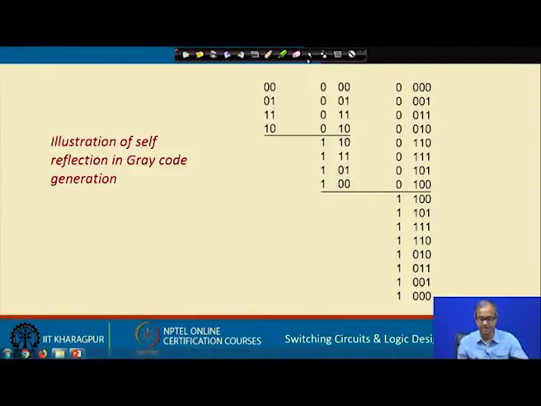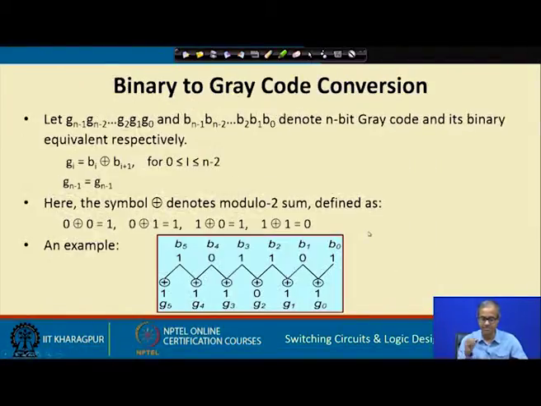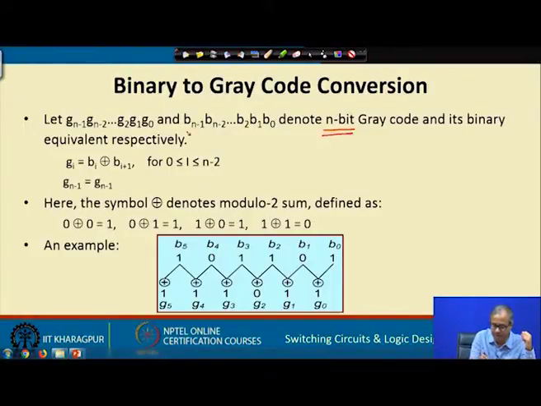Now, let us look at binary to gray code and gray code to binary conversions. First, let us look at how we can convert a binary number to gray code. Let us consider in general that we have n bit representations. Suppose my binary number is represented like this, b0, b1 up to bn minus 1, and the corresponding gray code number will be g0, g1 up to gn minus 1.